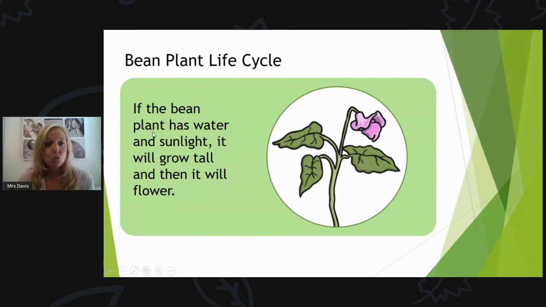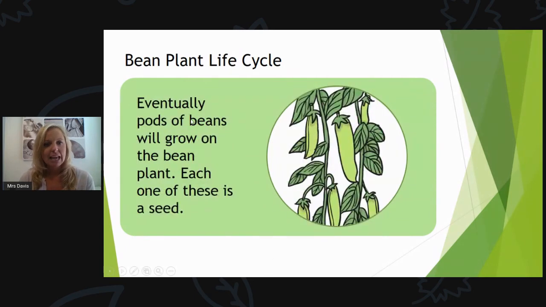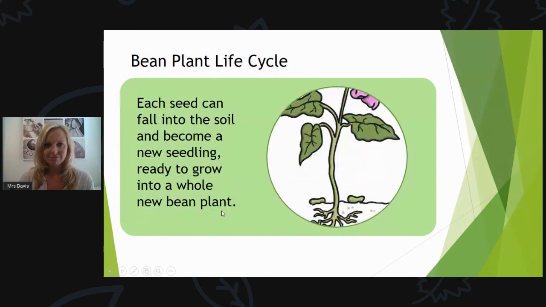If the bean plant has water and sunlight, it will grow tall, and then it will flower. There's its flower beginning to start. Eventually, pods of beans will grow. There they are, on the bean plant. Each one of these is a seed. Each seed can fall into the soil and become a new seedling, ready to grow into a whole new bean plant. So these have fallen from the pods, and they've now become new seeds, which will go into the earth, and they can then start to germinate if those conditions are right.